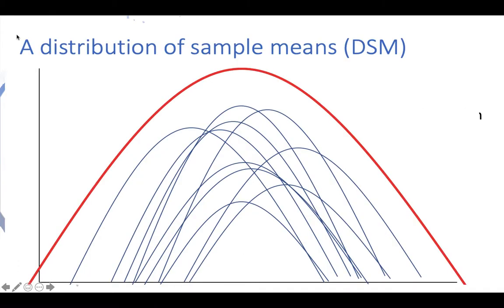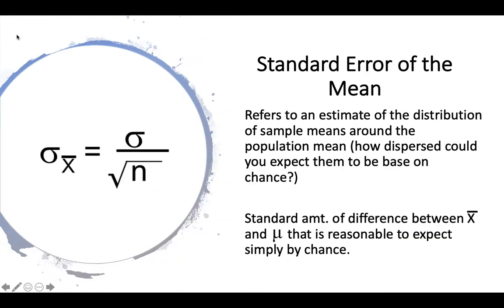So let's look at this again. How likely is it that these means will vary just off of chance? That's what we're looking at. So this answers the question, what is the standard amount of difference between the sample mean and the population mean that is reasonable to expect by chance? And this is the formula we use to determine that, and it will always be provided for you when you have to use it.